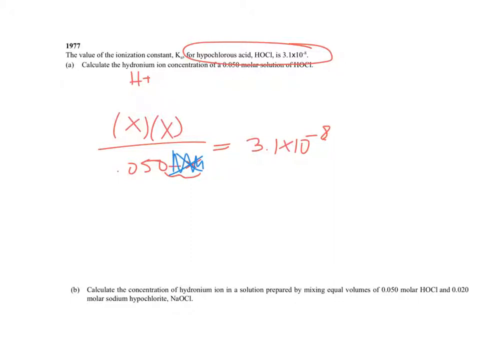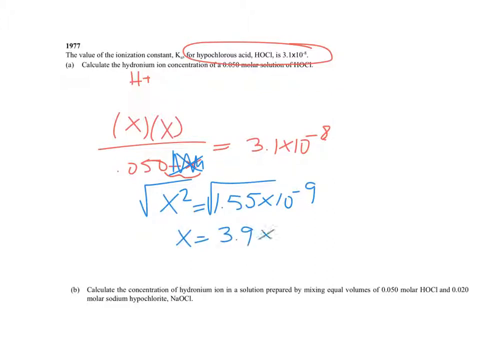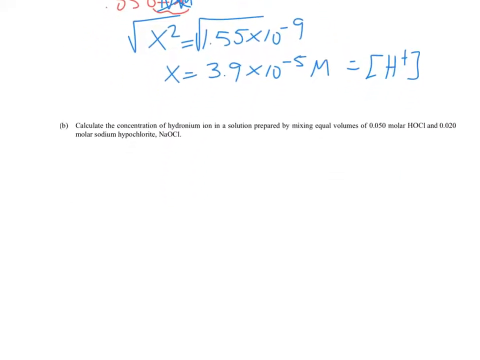So all you've got is multiply by 0.05 on each side, so you've got x squared is equal to 1.55 times 10 to the negative 9th, and then the square root of each: x is equal to 3.9 times 10 to the negative 5th molar, which is equal to the H plus, or hydronium, concentration. So that's the answer to A. Let's scroll down to B.